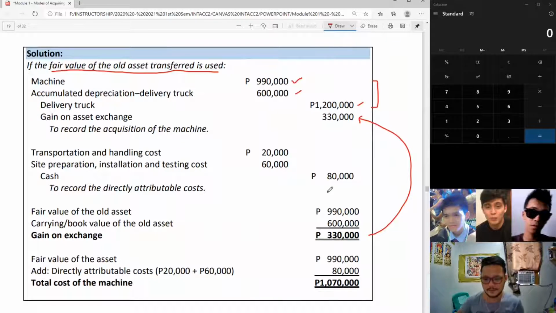Yan. Also, you will have to recognize na meron tayong directly attributable costs. Added po ang dalawa. Netting us a total of 1,070,000 the cost of our new machine.